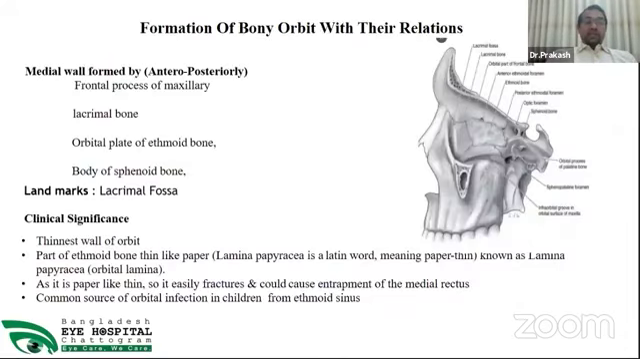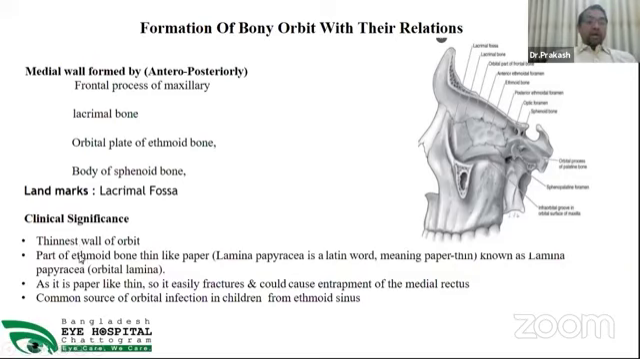Come to the formation of the different walls of the orbit. First, we can look at the medial wall of the orbit. The medial wall of the orbit is formed by 4 bones. From anterior to posterior, they are the frontal process of maxilla, lacrimal bone, orbital plate of the ethmoid bone, and body of the sphenoid. The most important landmark in the medial wall is the lacrimal fossa, where the lacrimal sac lies. The medial wall is clinically significant because it is the thinnest wall of the orbit.